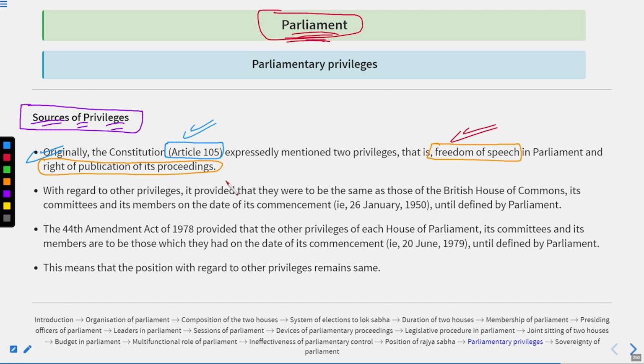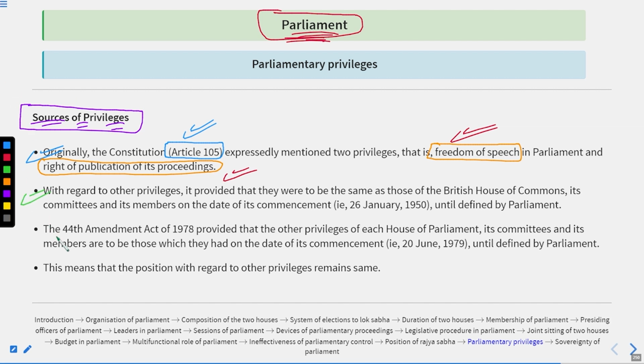Second, the right of publication of its proceedings. What does it mean? Basically, whatever proceedings happen in Parliament, it is the right of outside members like me and you to be aware of it. So no restrictions could be put on the proceedings of Parliament, unless there is a secret sitting. Because in secret sittings, emergency meetings, and confidential meetings, the proceedings could not be published due to various reasons of national security. Got it?